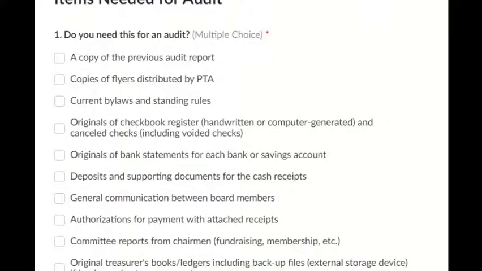Okay, if there are no more questions now, I'm going to toss up a little exercise here, launching a poll. Which of these items are needed for an audit? It's multiple choice, so you can click as many as are applicable. Feel free to keep throwing any questions in the chat while this is going on.